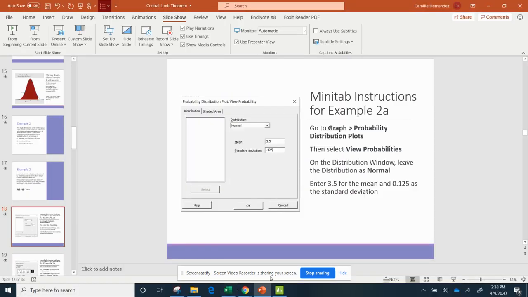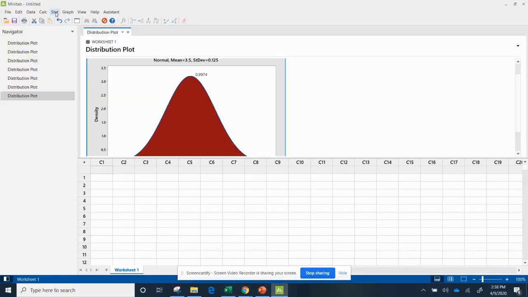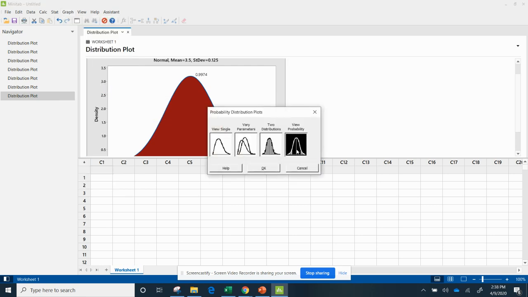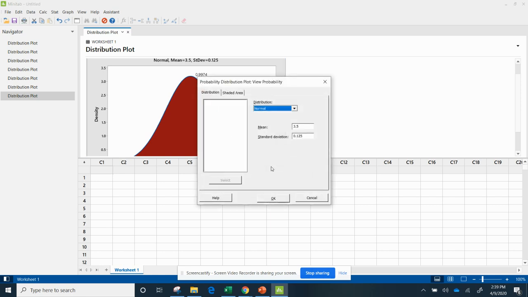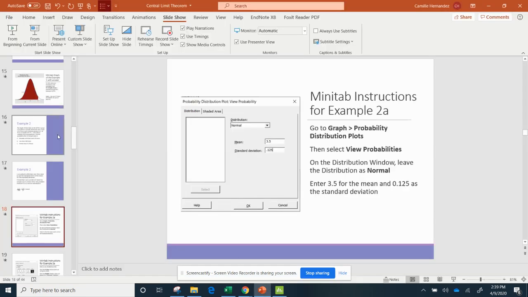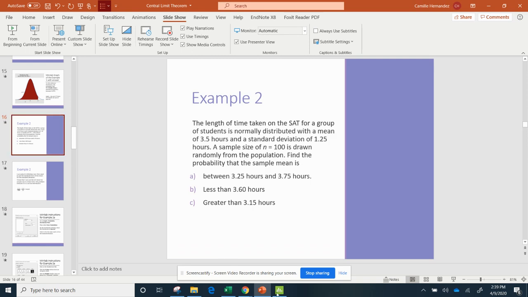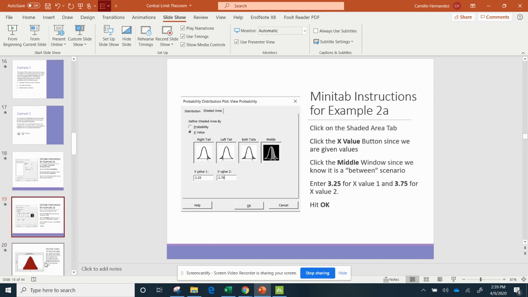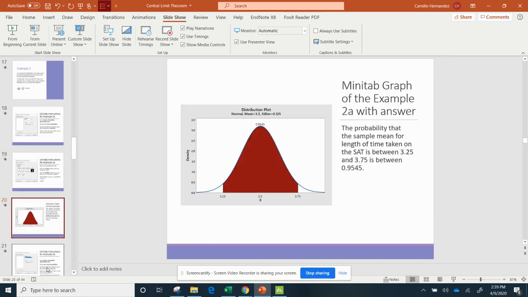All right, so let's go to Minitab. I'm going to go to Graph, Probability Distribution Plots again. I'm going to do View Probability. So I've put my mean in and my standard deviation. So that's great. I have everything I need. The first one it wanted me to do was to find my values of, let's go back and look real fast just so I keep them straight, 3.25 and 3.75. Let me make sure I'm doing that right. Yep. Okay.